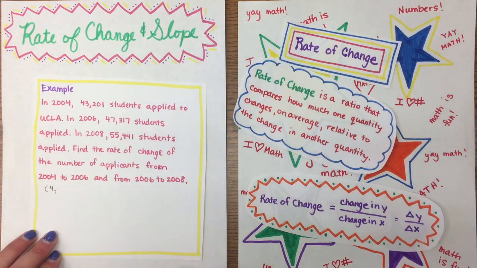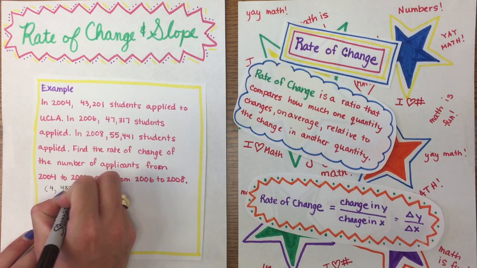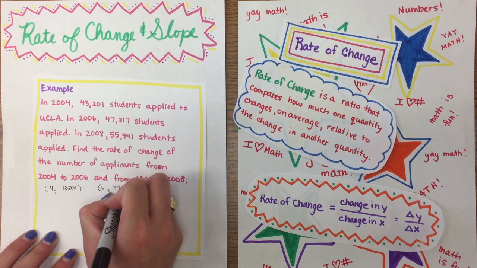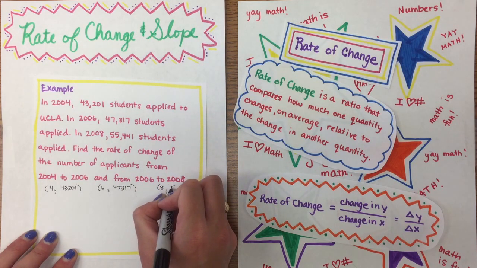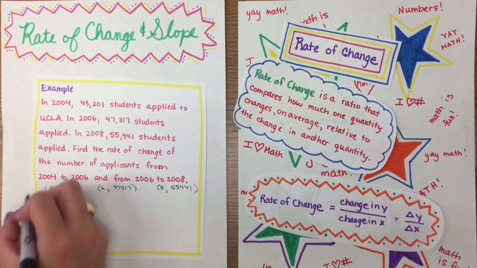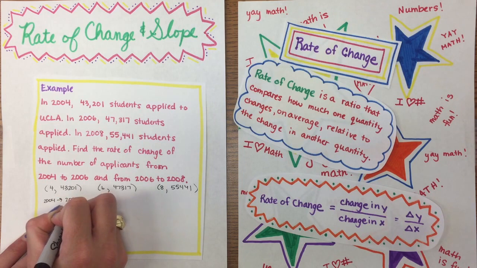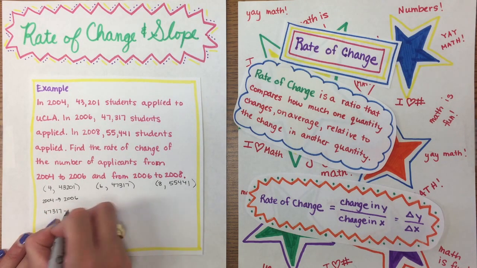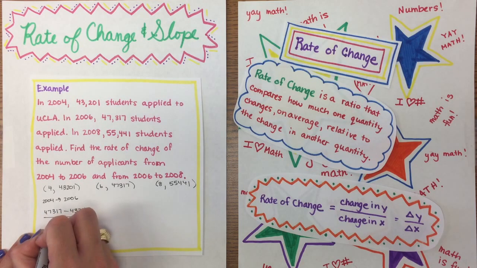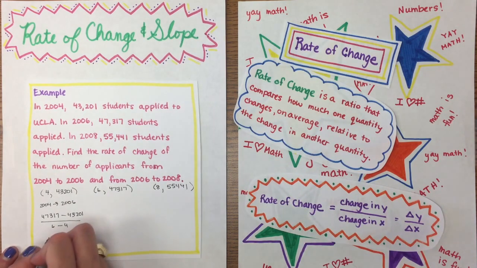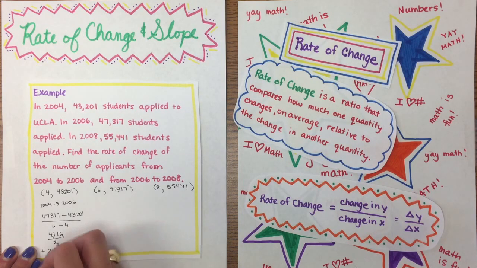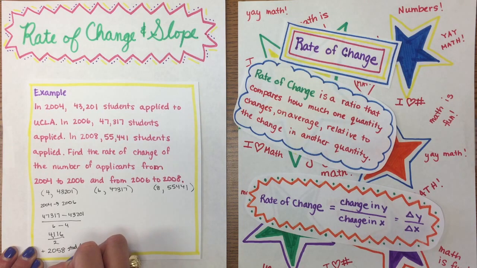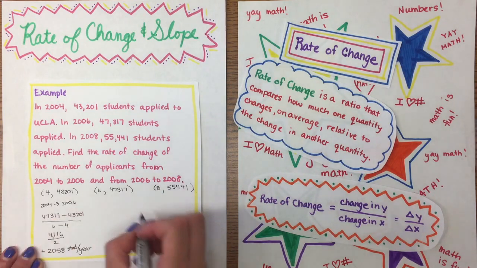So in 2004, which I'm going to indicate with just a 4, 43,201 students applied. In 2006, 47,317. And in 2008, 55,441 students applied. So from 2004 to 2006, our average rate of change is going to be the change in y, so that'll be 47,317 minus 43,201 divided by 6 minus 4. That works out to be 4,116 divided by 2, where they gained on average 2,058 students per year from 2004 to 2006.